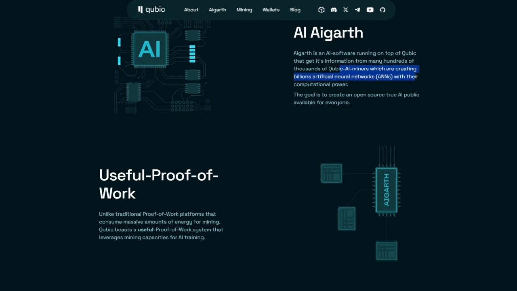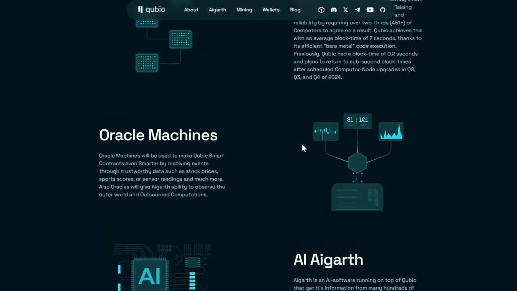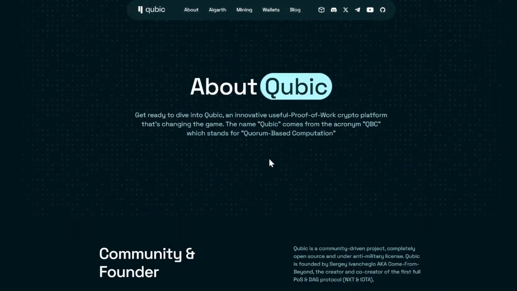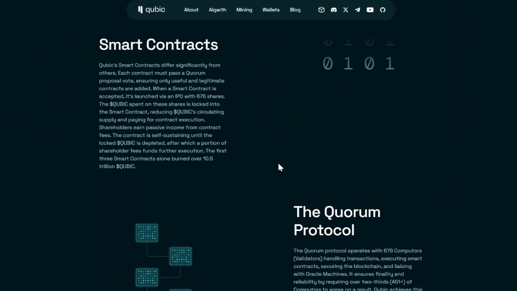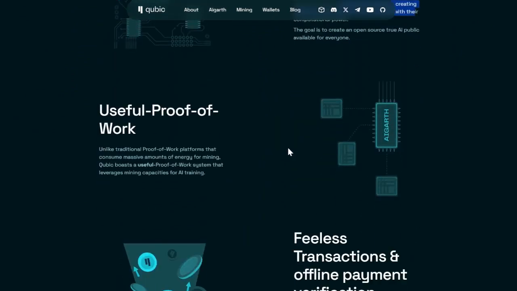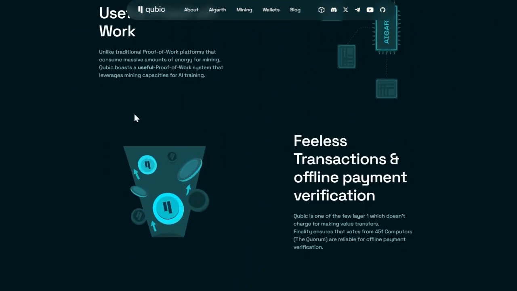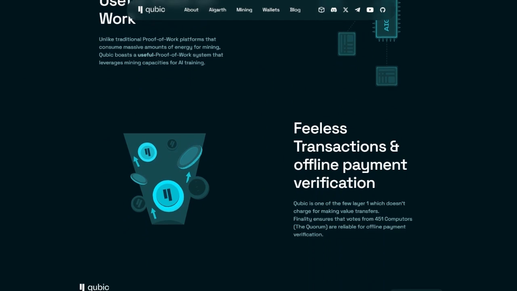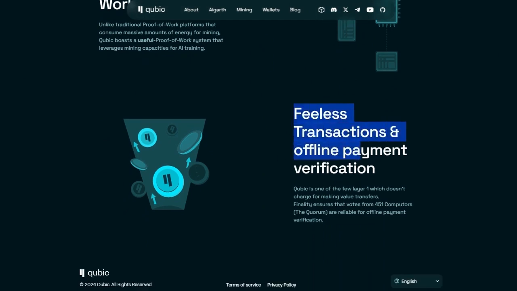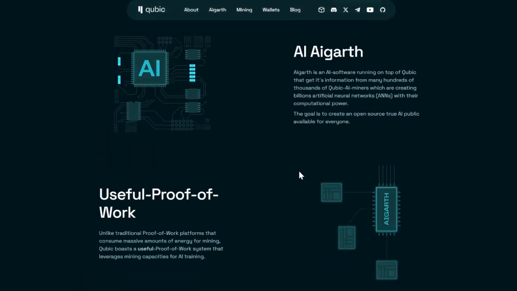I'm so bad at pronunciations, but the kind of philanthropic, I think is the right way to pronounce it, nature of Sergey Ivancheglo and the whole team behind the Qubic network is that they really are focused on building a better world and genuinely seem to care about doing that. And then we've already talked about what useful proof of work is. We've already talked about the feeless transactions and offline payment verification.